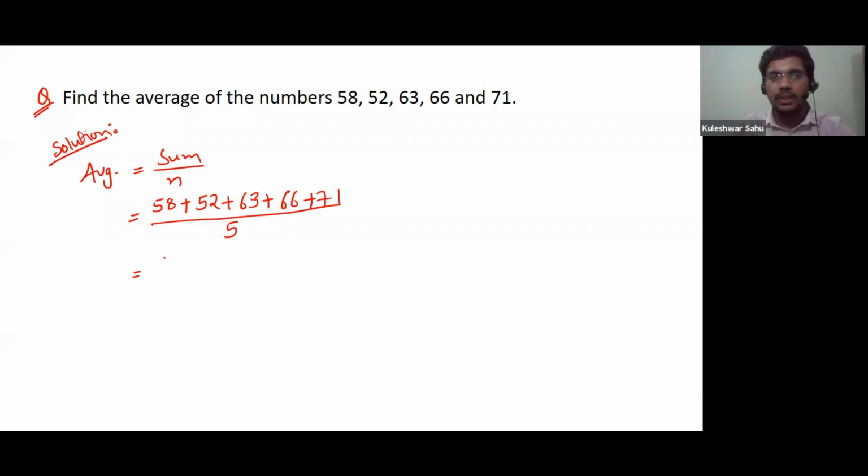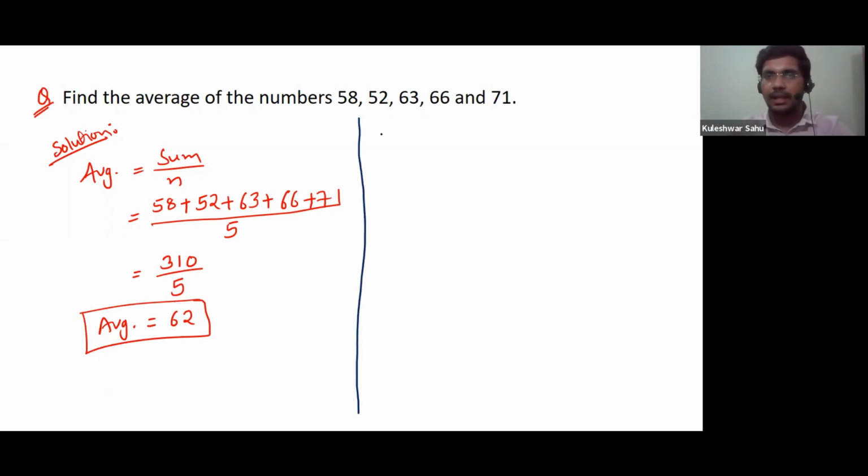The sum of the given numbers 58, 52, 63, 66, and 71 is 310 divided by 5. So the average of the given 5 numbers is going to be 62. This is the answer that we have got with the help of the formula method. But there is another method of finding averages which is much more effective than the formula method. The method name is the deviation method.